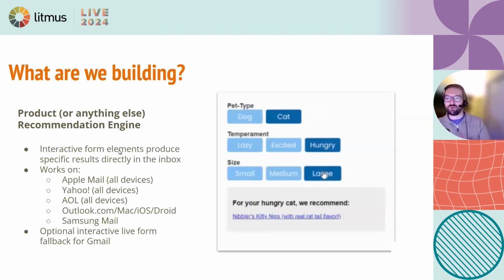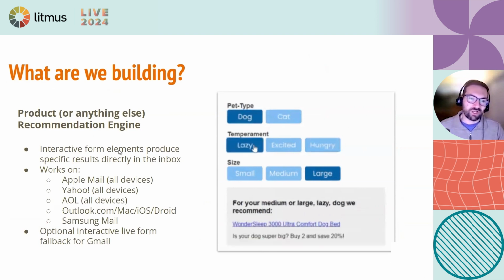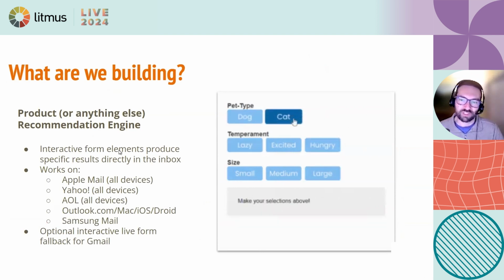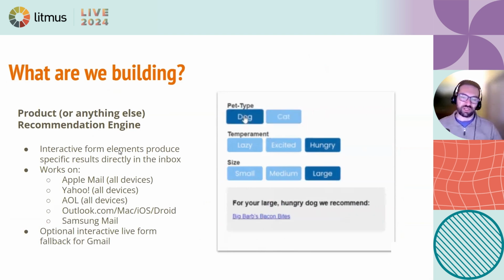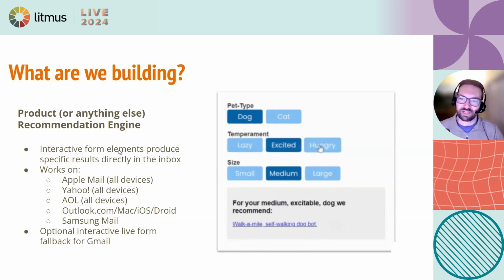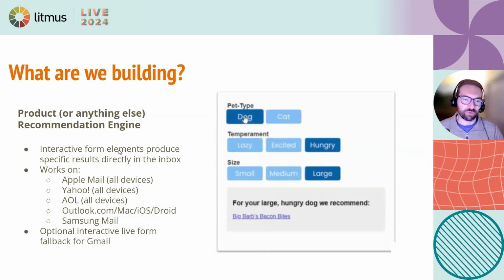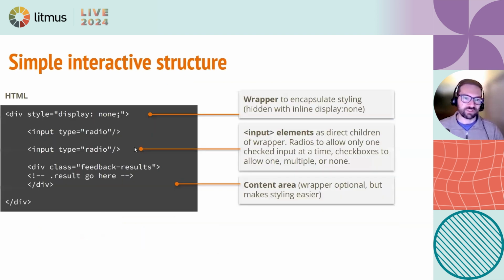All right, so today what we are building is what I like to call a product recommendation engine. You have users select options with the inputs, and then there's a results area at the bottom that gives you the result based on what options they've checked. So you can see on the right there, we've got animal type, dog and cat, we've got their temperament and their size, and depending on what the user chooses, you can see that the results at the bottom are different. So there's a lot that goes into this, and especially when we're talking about inbox support. So let's go ahead and dive into that.